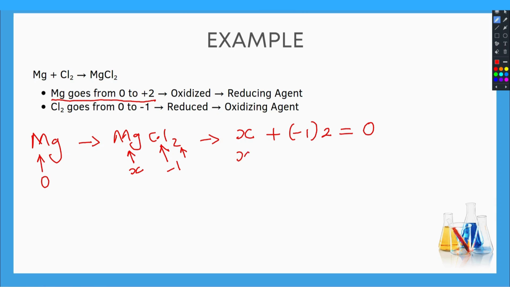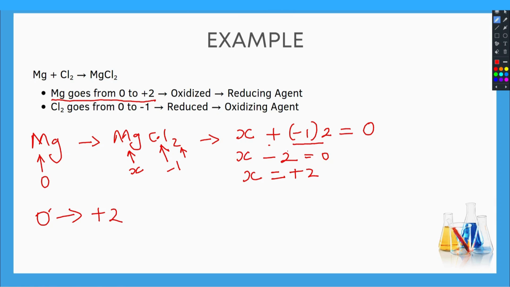So this becomes X minus, when you multiply this, -1 times 2, it gives us -2. This is equal to 0. So therefore, X is equal to +2. So as far as magnesium is concerned, it goes from 0 to +2.